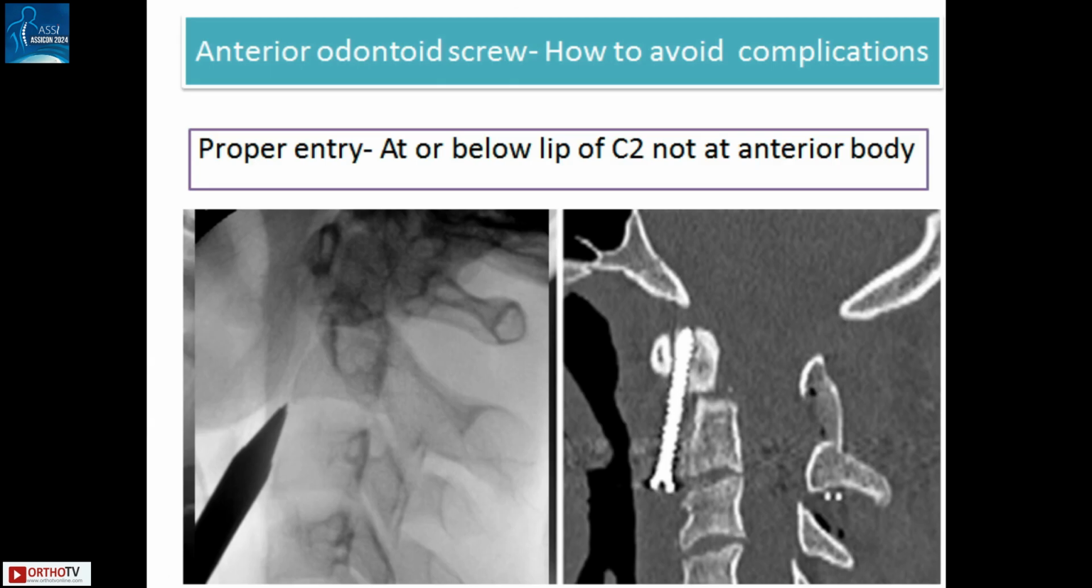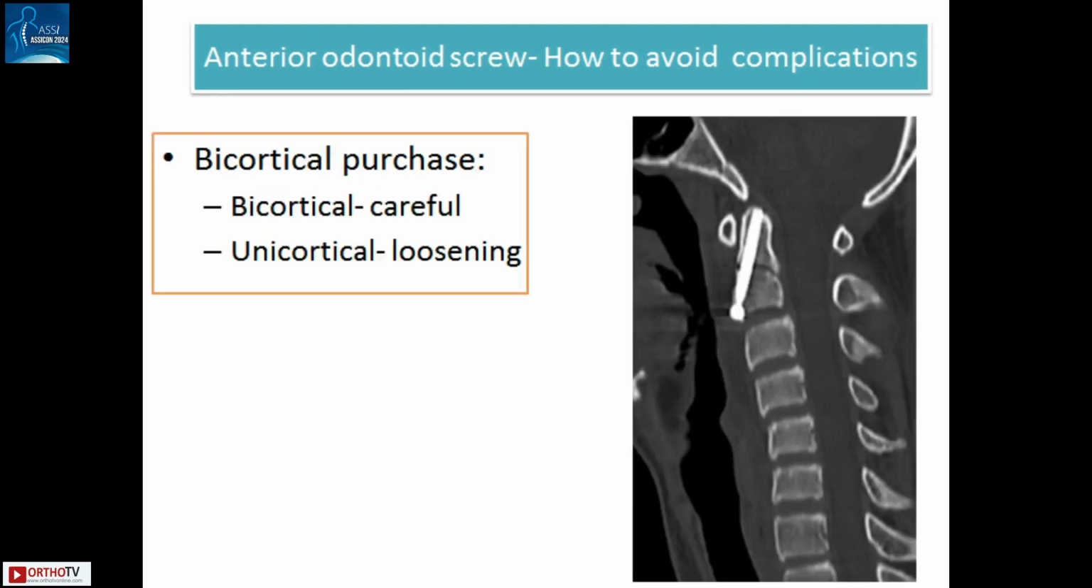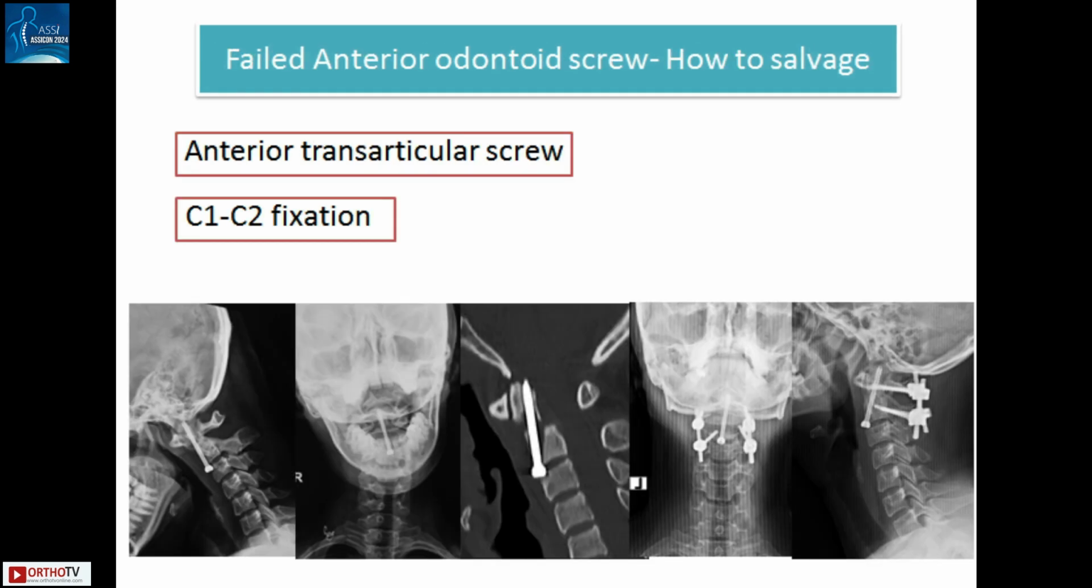To avoid complications, be sure you get a proper entry point. If the patient is elderly and osteoporotic, it's better to be under the inferior lip rather than at the point. It's better to have a bicortical purchase, but unfortunately for that you need a screw of adequate length, otherwise loosening is possible. The screw also should not be too long. If there is a failure of the anterior odontoid screw because of inadequate fixation, the best thing is not to do anything for the screw. Go ahead and do a posterior C1 C2 fixation.